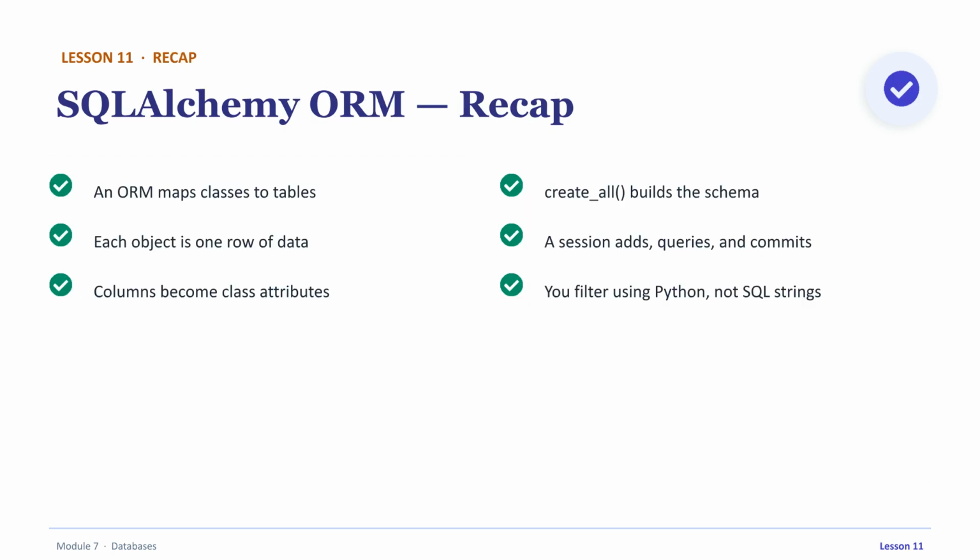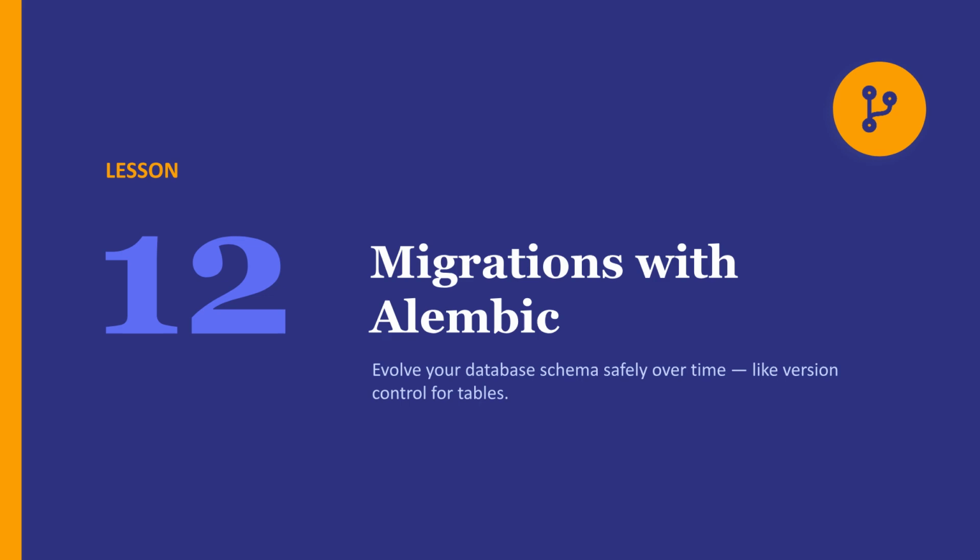Recap: an ORM maps classes to tables and objects to rows. Columns become class attributes. create_all builds the schema, and a session adds, queries, and commits your data. Best of all, you filter using Python instead of writing SQL strings.